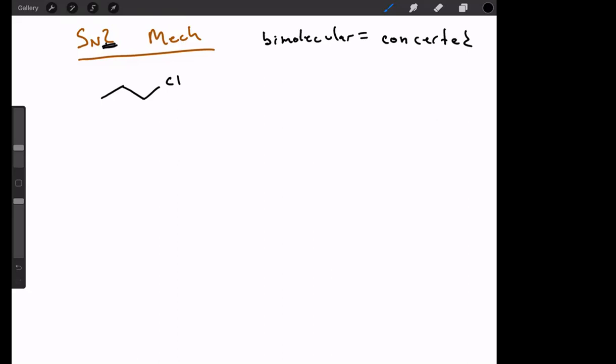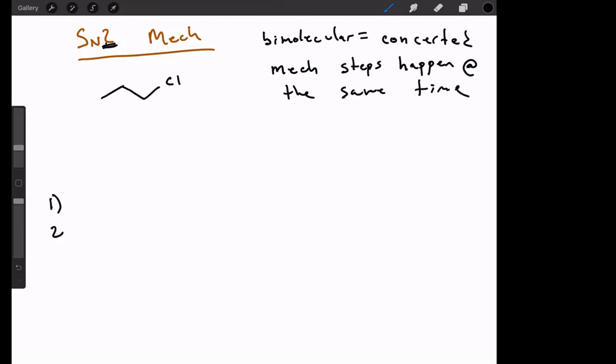And by concerted, what I mean is that the mechanistic steps that make up the reaction happen simultaneously. So the mechanistic steps happen at the same time. And so here are the 2 mechanistic steps that are involved in this reaction. There's only 2, and they happen at the same time. It's nucleophilic attack and loss of a leaving group.